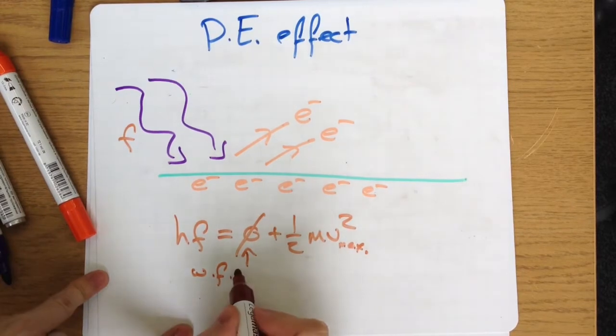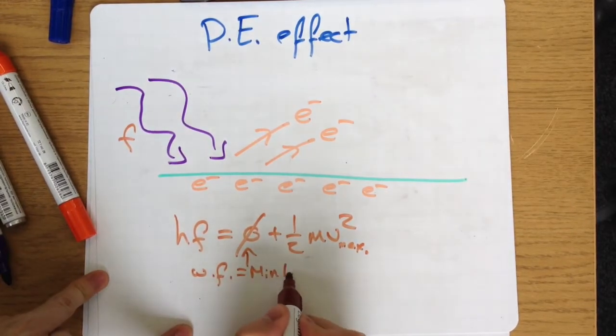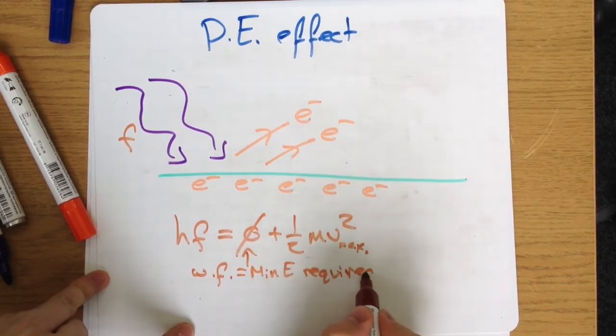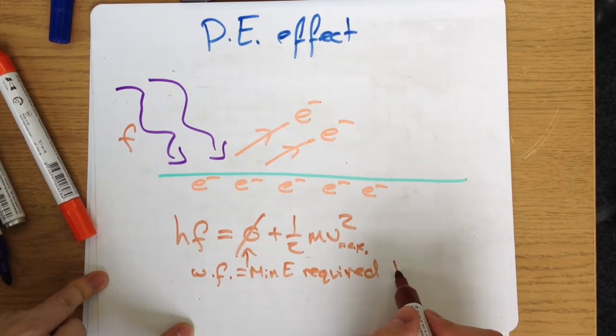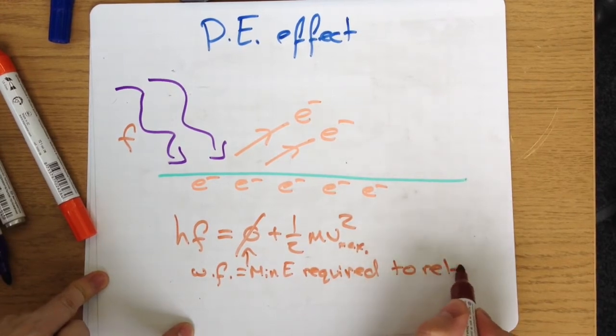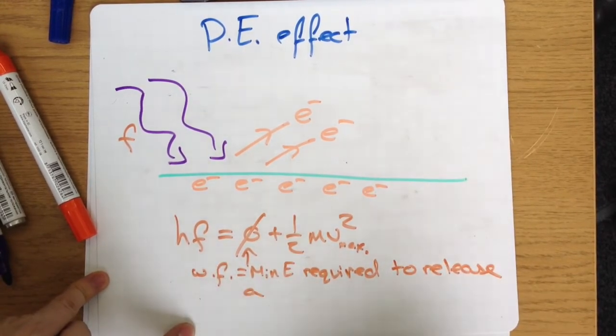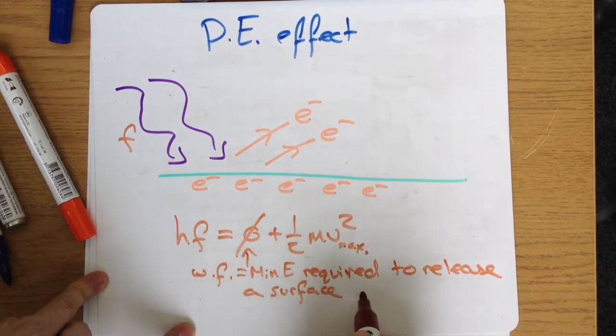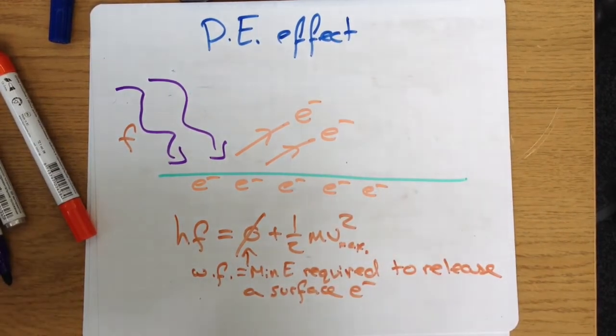So it's the minimum energy required to do what? Cause an electron to be released. Yeah. You've missed out a word. What's the word you missed out? To release a surface electron. Alright, so it's the minimum energy required to release a surface electron.